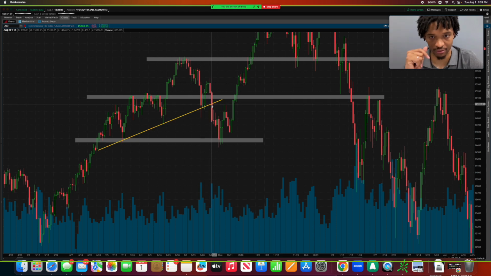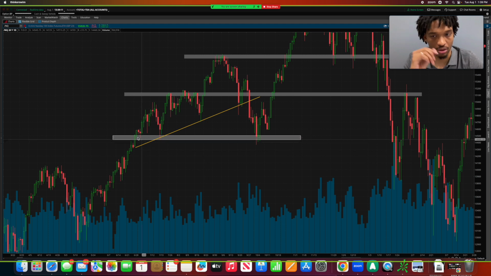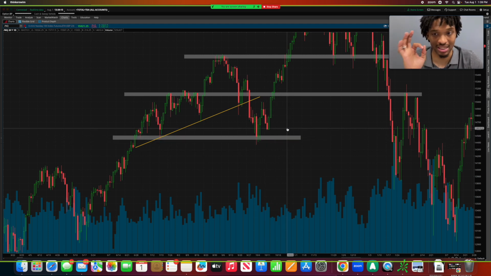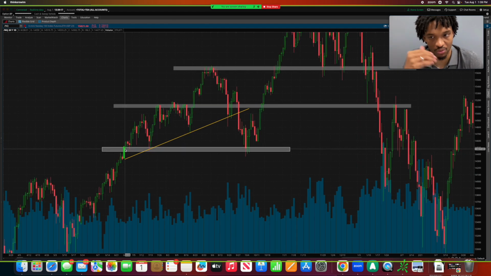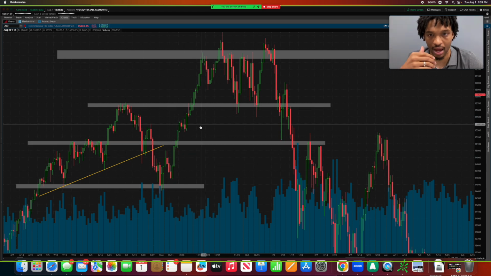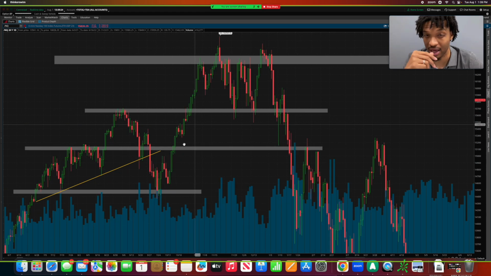Then you can see we eventually broke that trend line, right? But look where we bounced. Good old reliable right here, right back at this level. Because these levels have become relevant because we've seen the interactions with these levels before. We end up breaking out, and we run through that level.